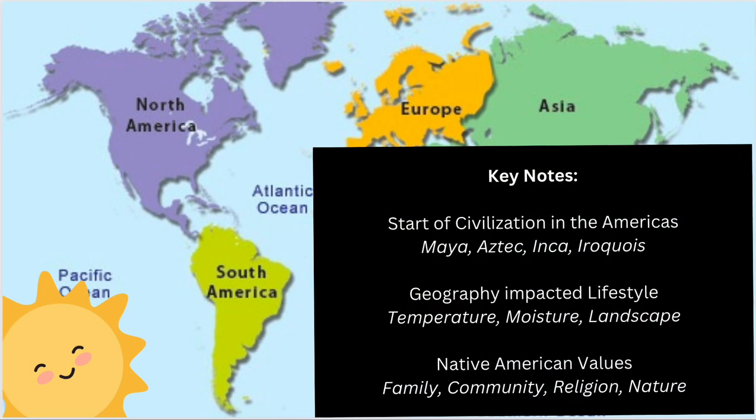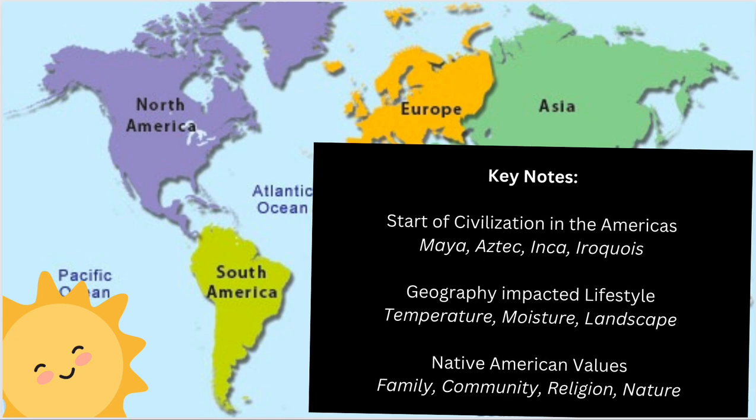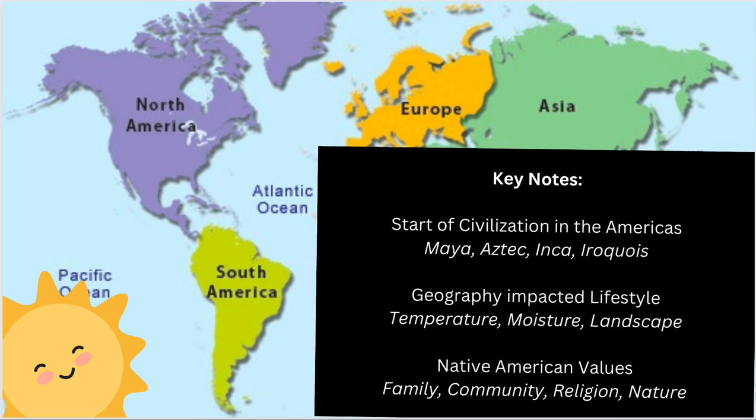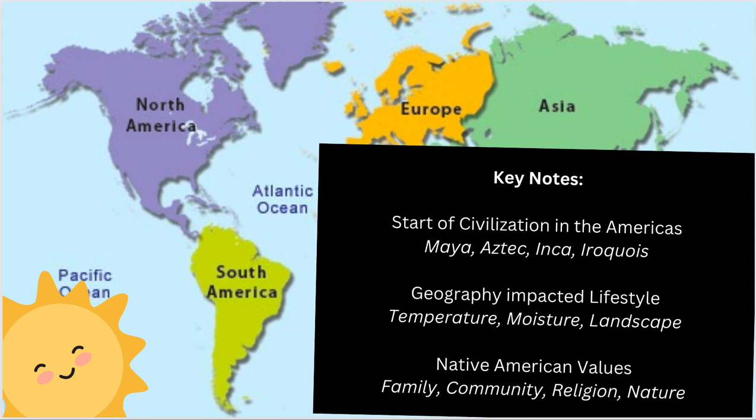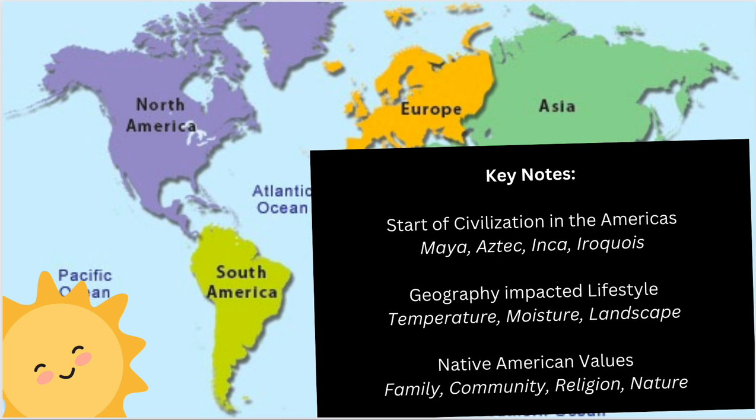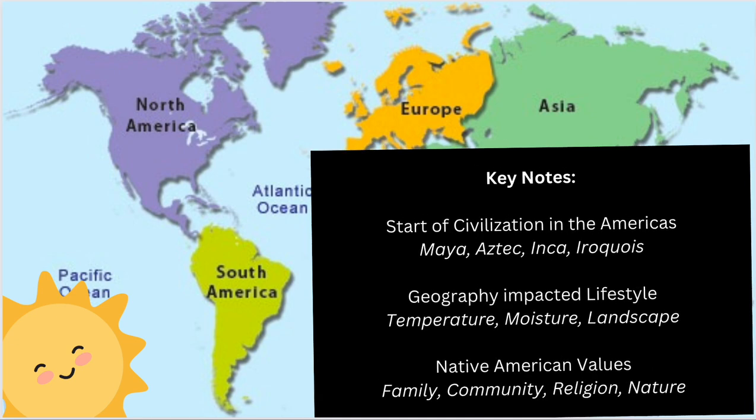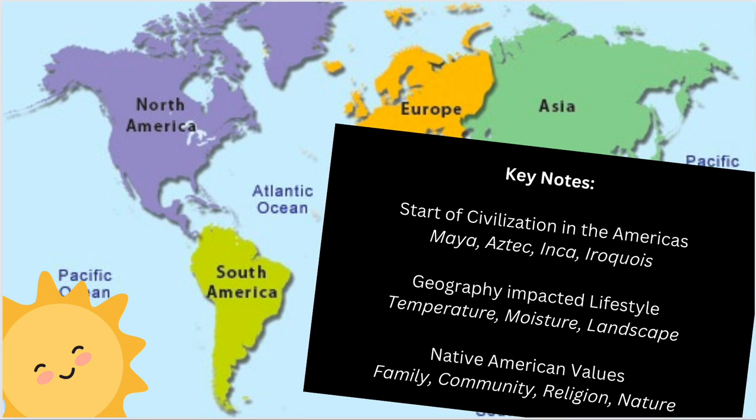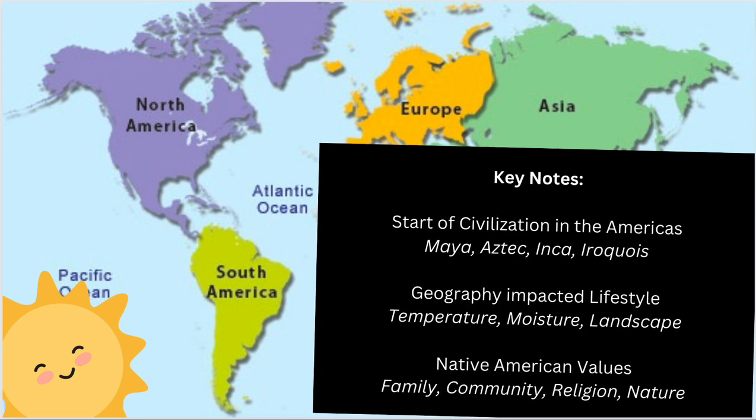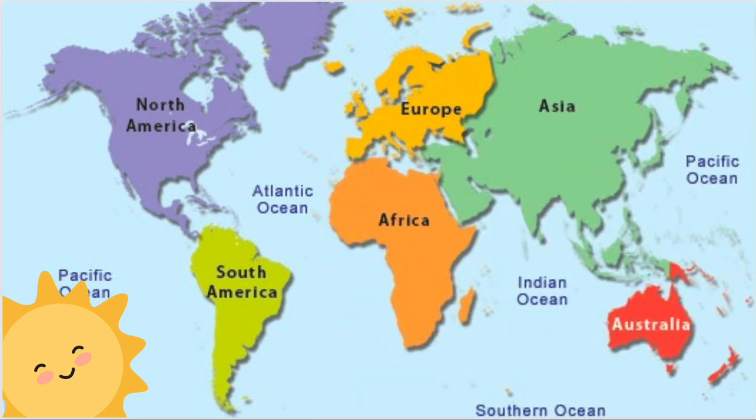And that was your quick recap of Unit 1. You got some key notes. We see the start of civilization in the Americas, the Maya, the Aztec, the Iroquois. We see how geography impacted lifestyle, different temperature, different moisture, different landscapes. It caused different regions to form where they're able to grow different foods, rely on different things, and had to adapt to their environments in different ways. And Native Americans, we get to see their values. They valued family, they valued community, nature, and religion.